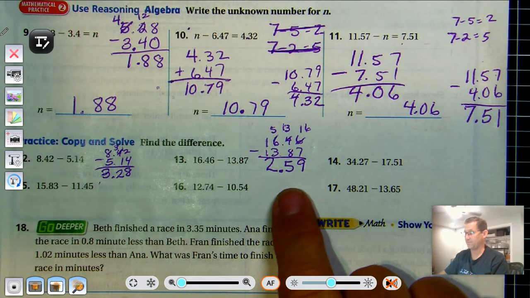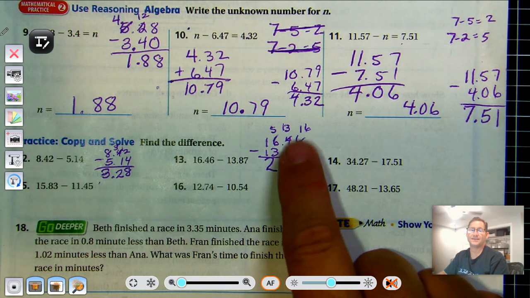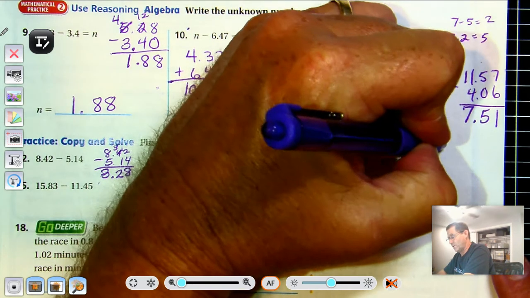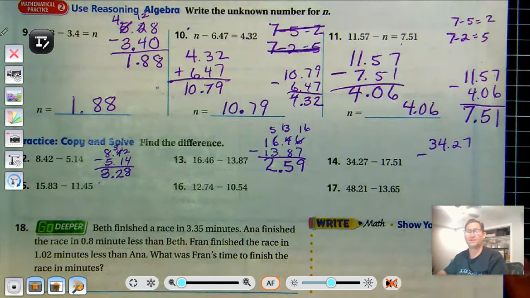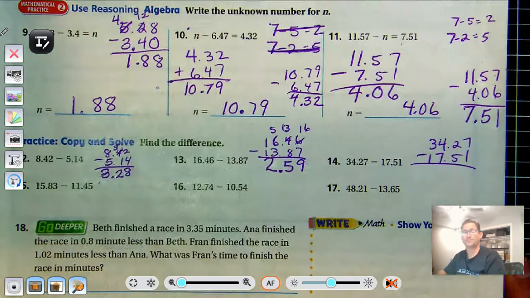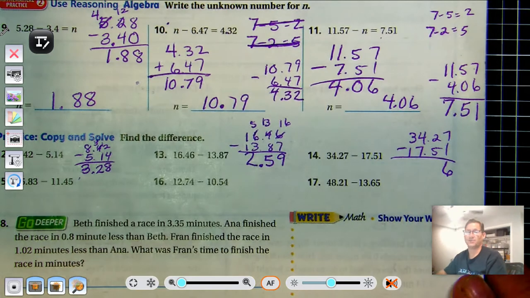Okay, if you added 2 and 59 hundredths to 13 and 87 hundredths, you should get 16 and 46 hundredths. 34 and 27 hundredths. Take away 17 and 51 hundredths. 7 hundredths take away 1 hundredth, 6 hundredths.